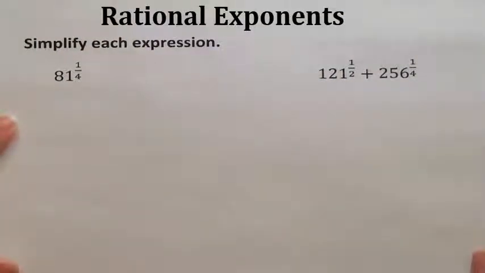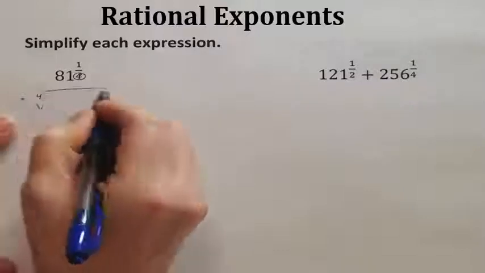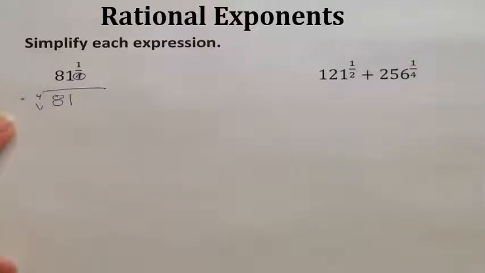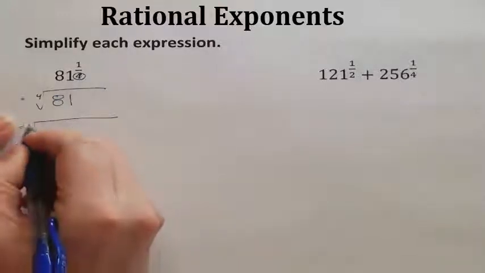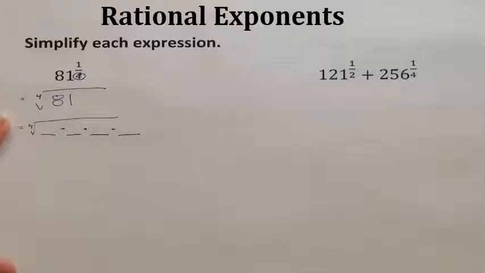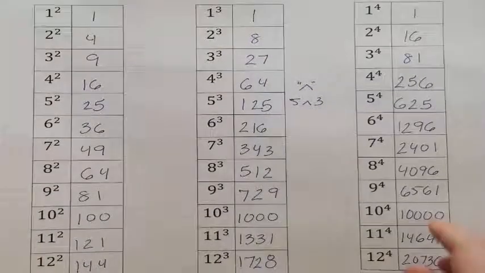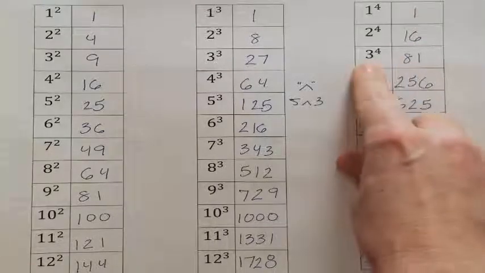Let's go ahead and practice 2 more problems. So the denominator is a 4, which means I am looking for the 4th root of 81. If I'm looking for the 4th root of 81, that means I'm looking for one number that would have been multiplied together 4 times. So it means I'm looking for my 4's lists. So let's pull up our list. So here's my list. Looking for the 4's list. I need something to give me 81. There's 81. 3 to the 4th power.